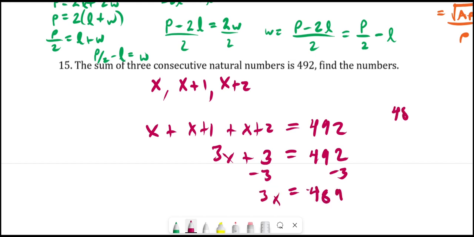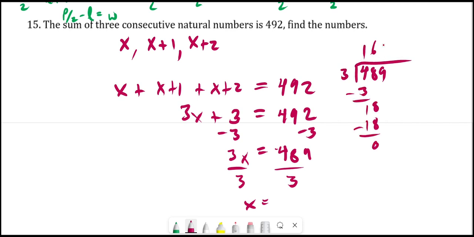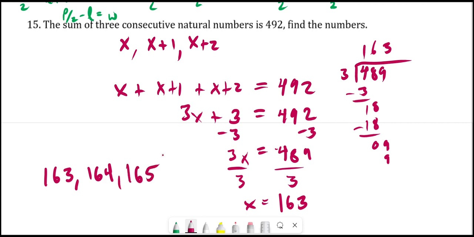And taking 489 and dividing it by 3, what's this x going to be? That's going to be 1, 6, and 3 with no remainder. So this is 163. And so what are our 3 consecutive numbers? They're going to be 163, 164, and 165, respectively.